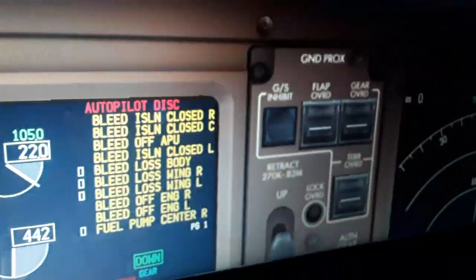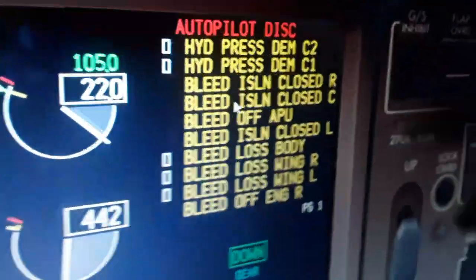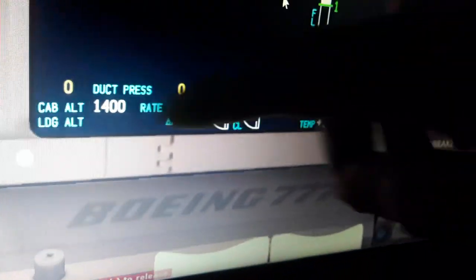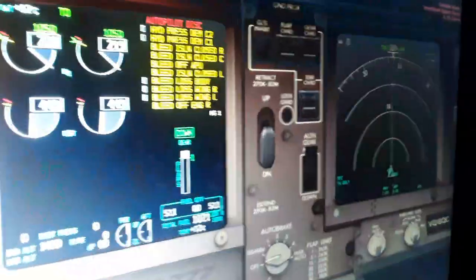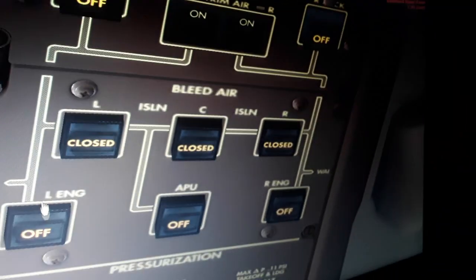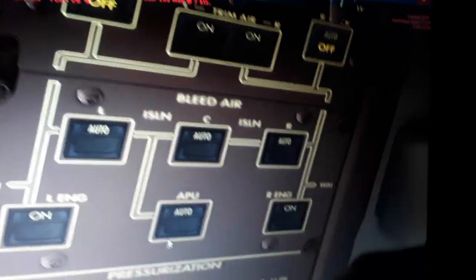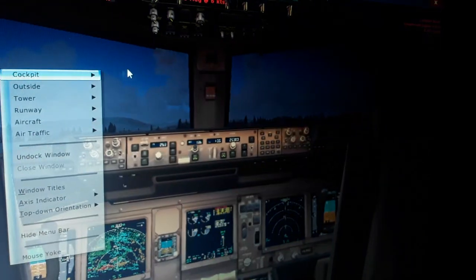You will see also some faults: bleed isolation, bleed, and hydraulic pressure. Here I told you the pressurized C1 and C2. So we're going to lose flight controls like this by not having the pressurizer for the hydraulic fluid. The duct pressure, we're going to lose the cabin pressurization system. So these are things you need to know about the Boeing 777-300ER. We're going to use the APU here for starting the engine. So we have a few more. This is the overhead panel main principle. Now we'll show you one more last thing.